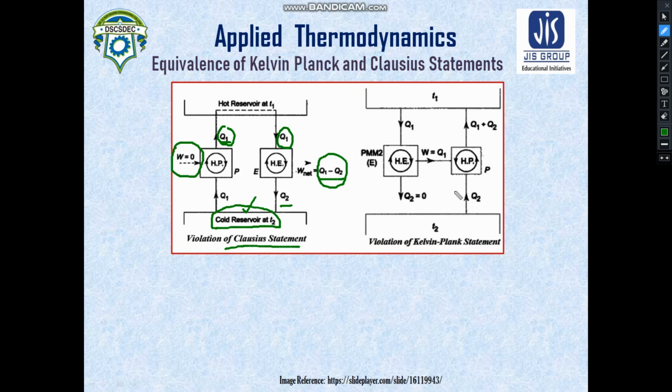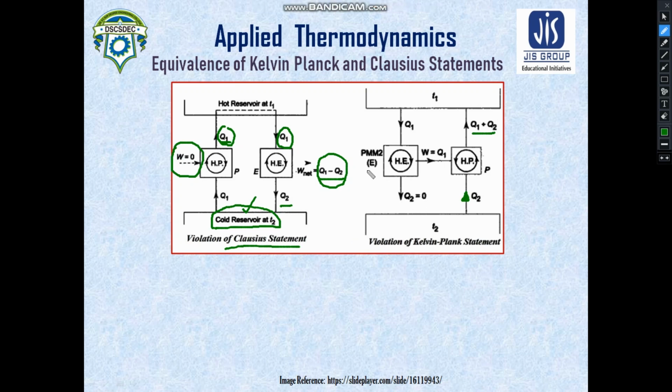Okay, now what happens here? Now the work which is generated by this heat engine is enough to feed this heat pump. Okay, now this heat pump is receiving this heat Q2 from this sink, the low temperature reservoir, and it is rejecting heat Q1 plus Q2.